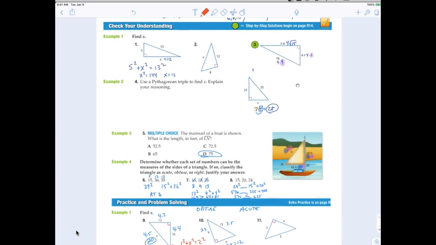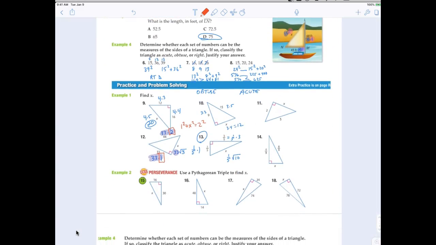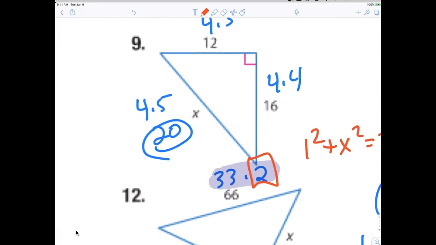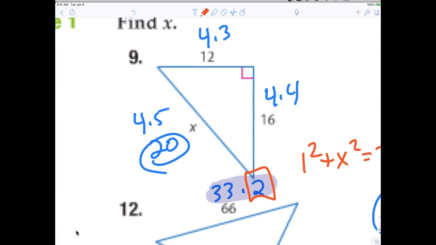Okay, so let's look at 9. The reason they're whole numbers is because, watch. This right here is a Pythagorean triple. 3, 4, 5.